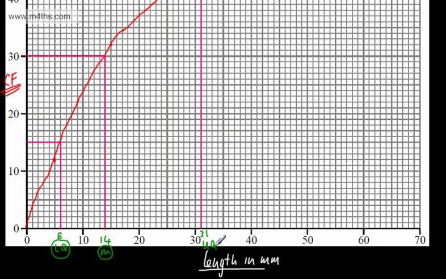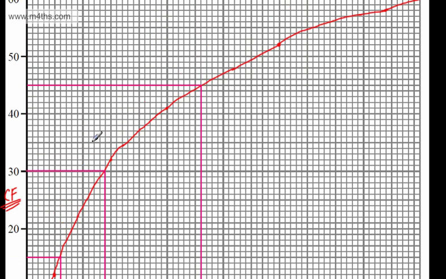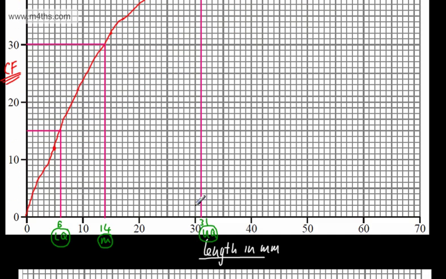So UQ, upper quartile. Sometimes you might hear these being called Q1, Q2 and Q3. Generally speaking, we use lower quartile, median and upper quartile. What this tells me is that 3/4 of the worms were approximately less than 31 millimeters long.